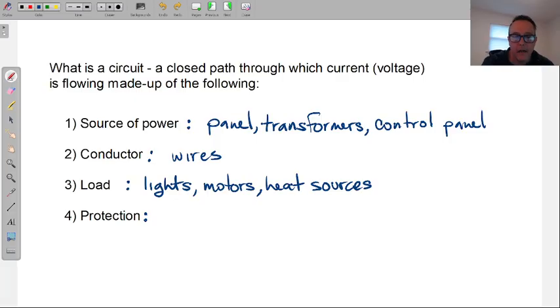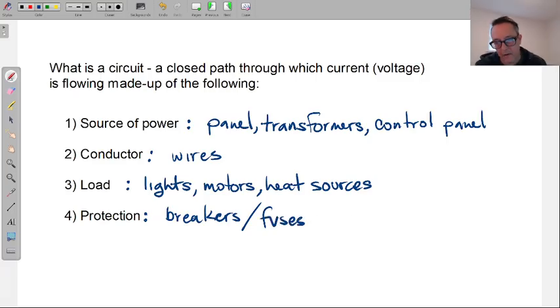And last but not least is protections. So here we have breakers or fuses. Don't forget the fuse. We live a lot around the breakers, just in common everyday life, you see more breakers than fuses. But as we start to go into commercial and industrial, you see more fuses. That's not a V, that's a U. Sorry about that.